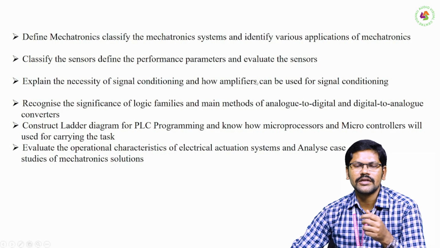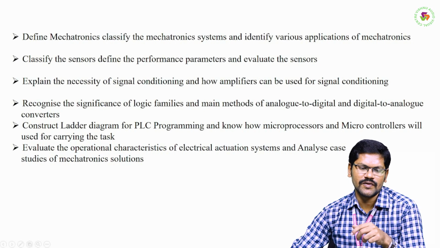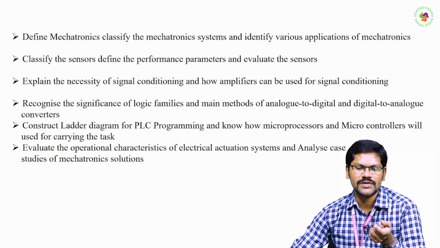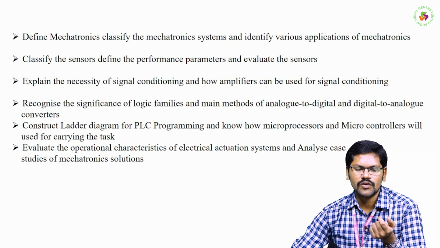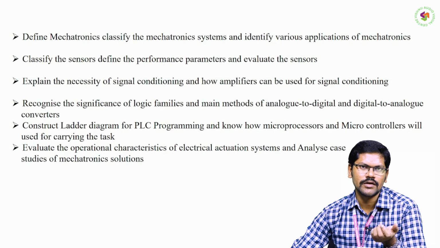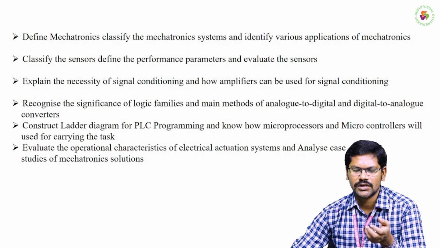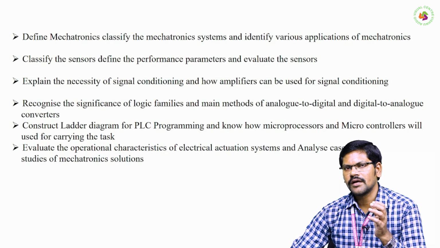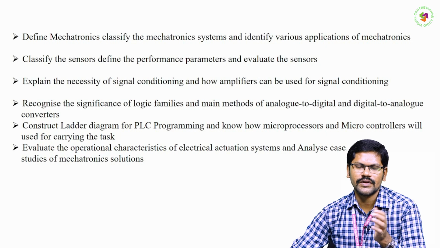And in the second unit, they will be able to describe the various performance parameters, the various types of sensors, and how we evaluate the sensors. So this will be the second unit outcome. Third, what is the necessity of signal conditioning, and how amplifiers work and help in signal conditioning. The next outcome is the different types of converters, that is, analog to digital converters and digital to analog converters. Students will be able to recognize which type of converters to use.